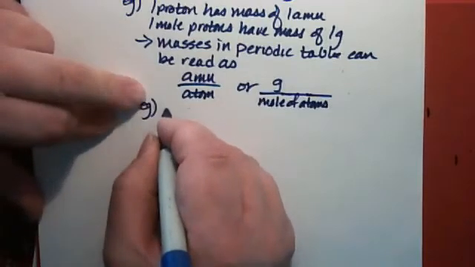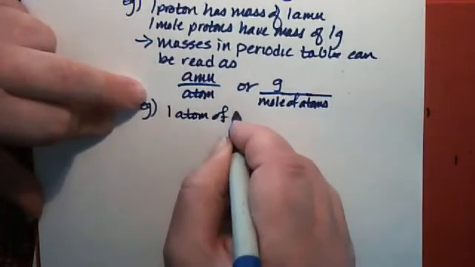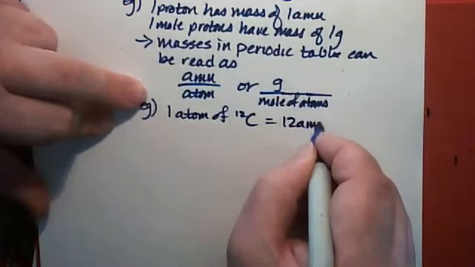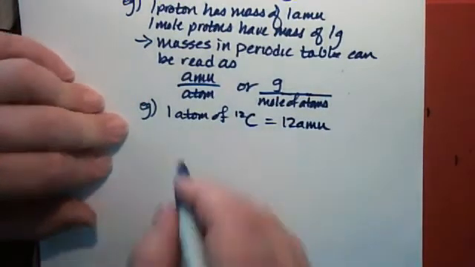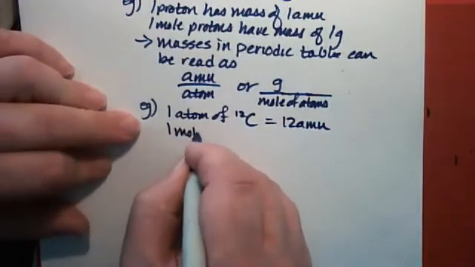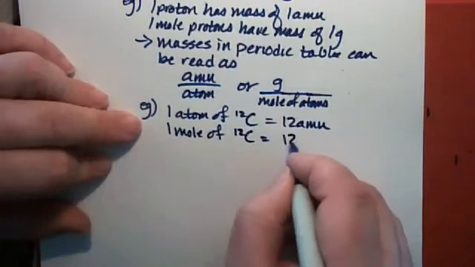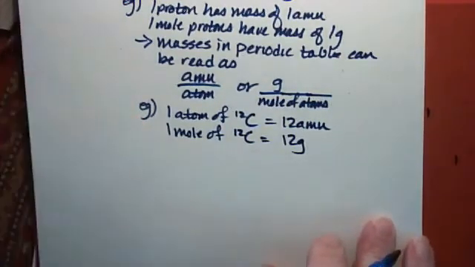Another example. One atom of the isotope carbon-12 has a mass of 12 atomic mass units. 1 mole of carbon-12 atoms would have a mass of 12 grams. And so now if you can weigh the amount of carbon you've got, you can find out how many atoms you've got.